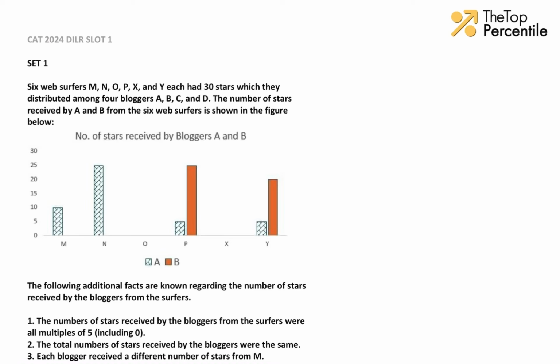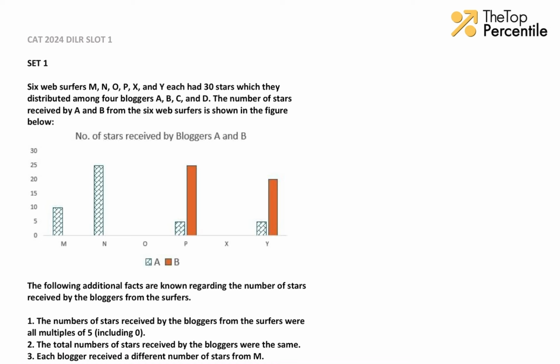Six web surfers M, N, O, P, X, and Y each had 30 stars, which they distributed among four bloggers A, B, C, and D. The number of stars received by A and B from the six web surfers is shown in the figure below. We have a figure here. The following additional facts are known regarding the number of stars received by the bloggers from the surfers.